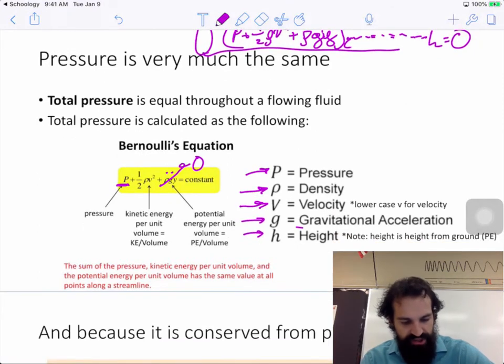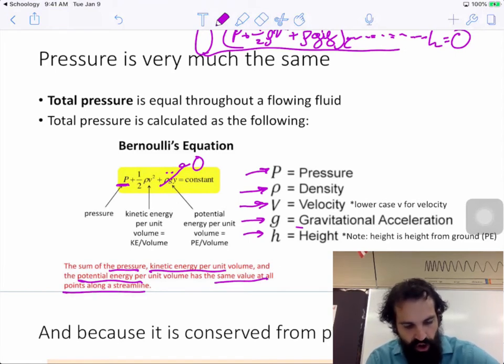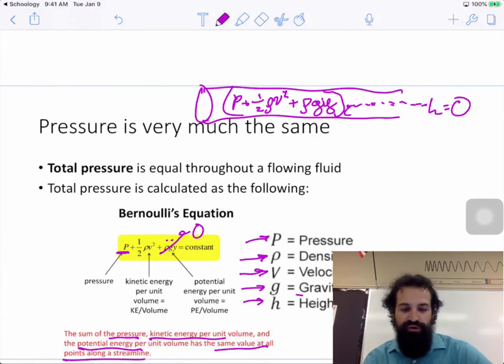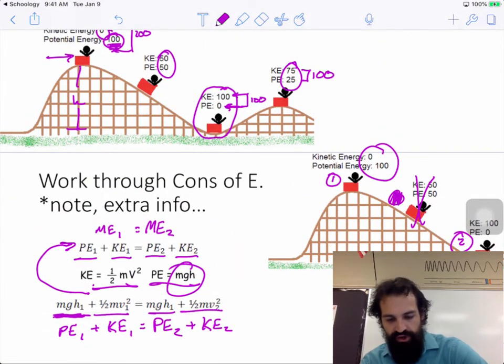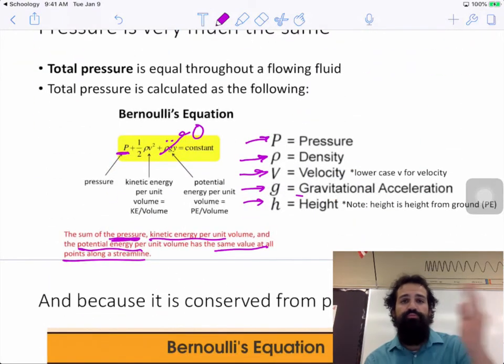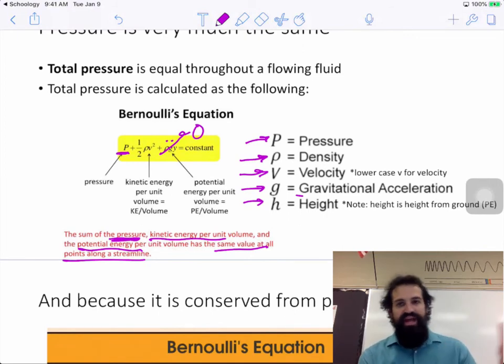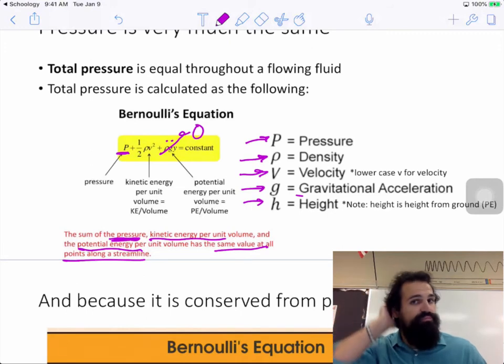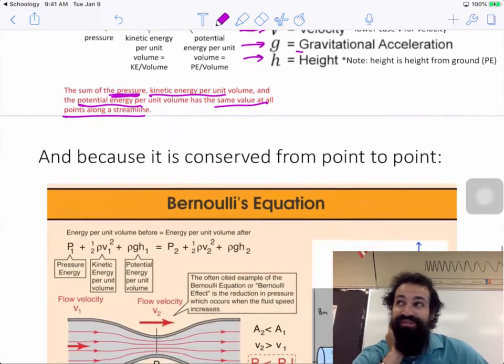So the sum of the pressure, the kinetic energy, and the potential energy all have the same value at all points along the streamline. So instead of energy being conserved, 100 equals 100, the total pressure will be conserved from point to point. So instead of kinetic energy turning to potential energy, moving pressure is going to turn into gravitational stored pressure, or potential pressure.